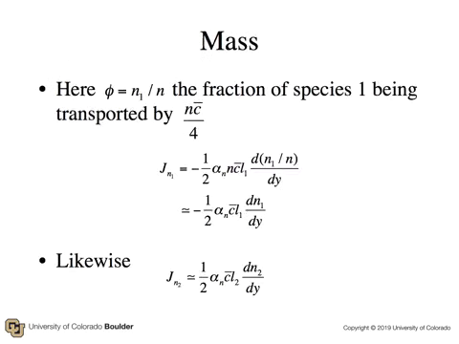So if we take phi as the mole fraction of species 1, that would be the number density n1 divided by the total number density, and that is transported by n c-bar over 4, then we get the first expression, which, when we group everything, turns out to be minus 1/2 alpha sub n for mass transport, c-bar L for species 1, dn1/dy. Now, you'll get a similar expression for species 2 that is also shown.